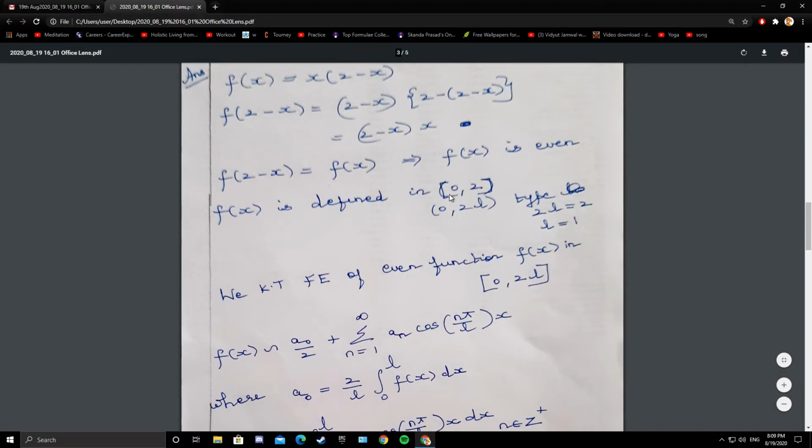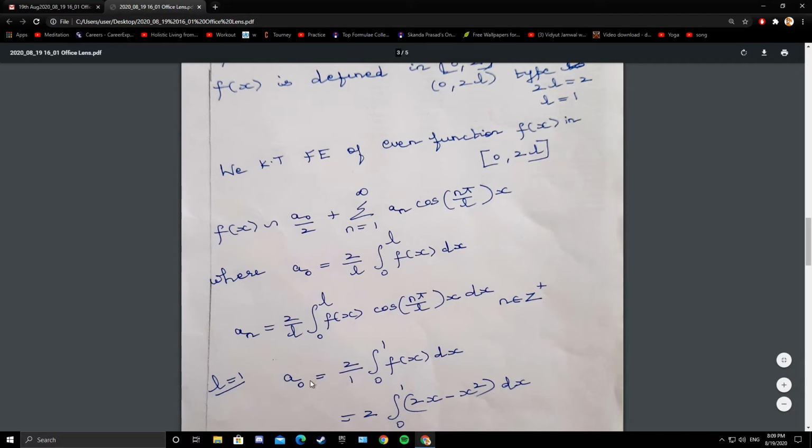Now f of x is defined in the closed interval 0 to 2, so 2L is 2, L is 1. So in the formula you have to replace L by 1. So we have to find a naught and a n. So what is a naught? 2 by 1 integral 0 to 1 f of x dx. What is f of x?